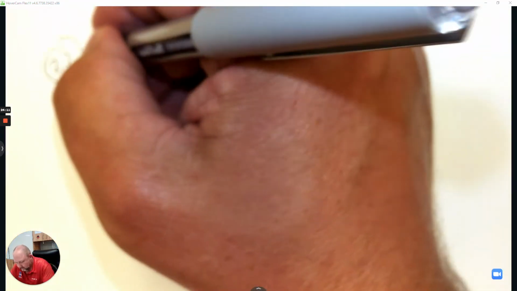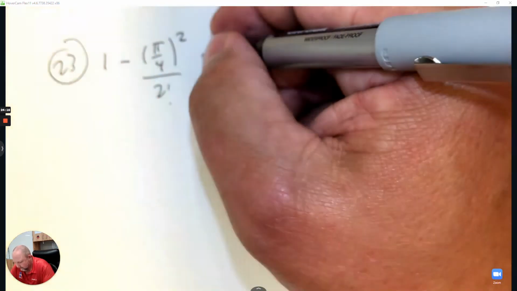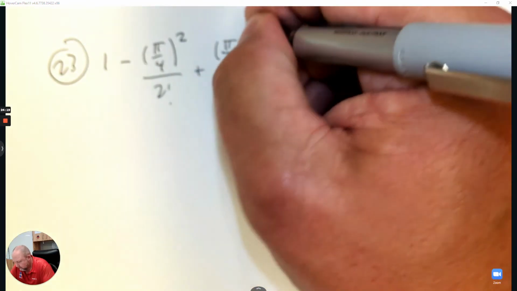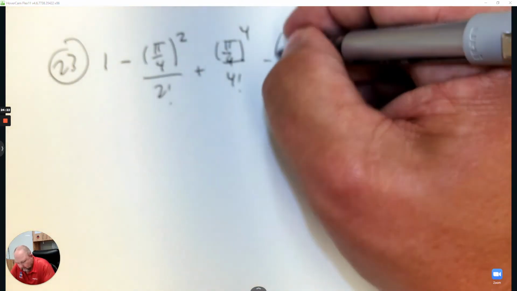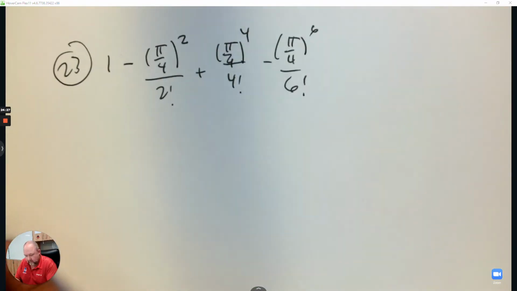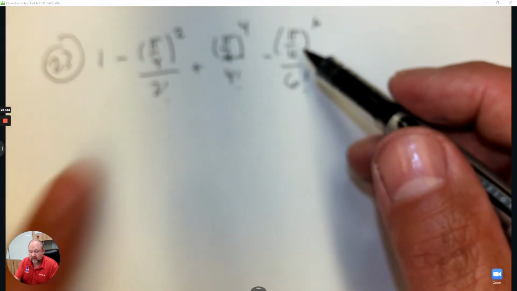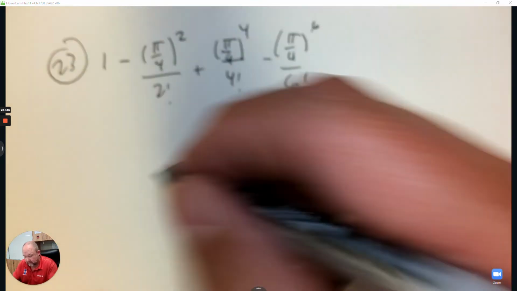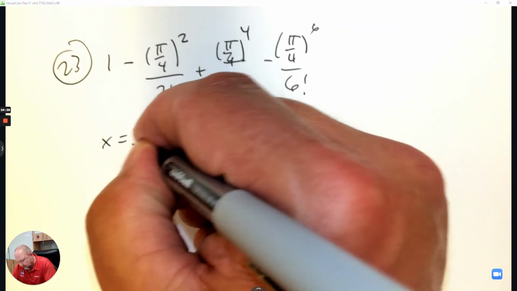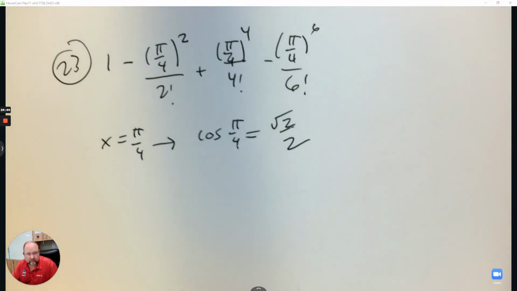23. Which one does this match with? So it alternates with these even exponents. This is cosine. So if I took out the pi over 4 and put in x, this is exactly cosine. So x is equal to pi over 4. So it converges to cosine pi over 4. So it converges to √2 over 2.